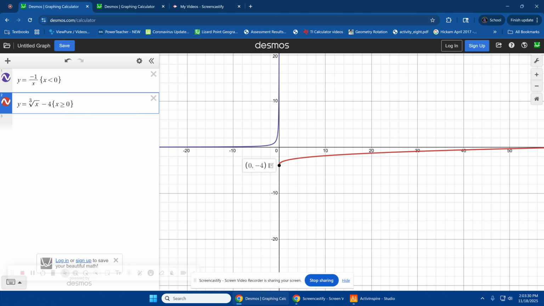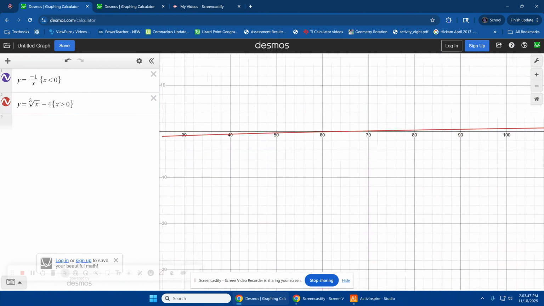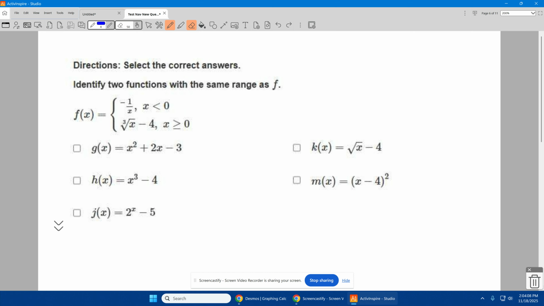So when x is less than 0, -1 divided by x, which is the purple line right here, and then this one. It looks like the range, because it's going to ask us about the range, is from -4 up forever. Because you'll notice as we go out here, it does cross over at 0. So you can't have a height of 0, because this one doesn't ever touch it, but this guy does. So our range is from this point of -4 up. We want a range that is -4 and going up, right?